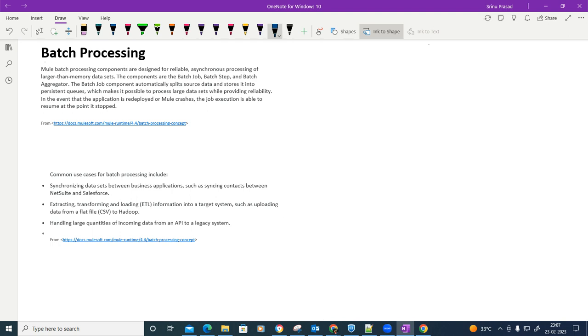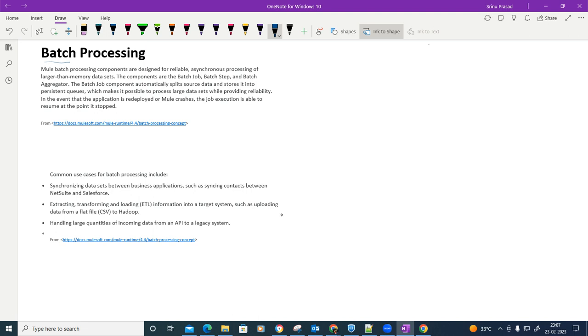I divided this batch processing into three sessions. In the first session, I will discuss what batch processing is, why it is required, in what use cases it is used, a little introduction. In the second session, I will deep dive into batch processing: what are the different phases, and what happens in each phase. In the third session, I will show a practical batch processing demonstration. So let's start.